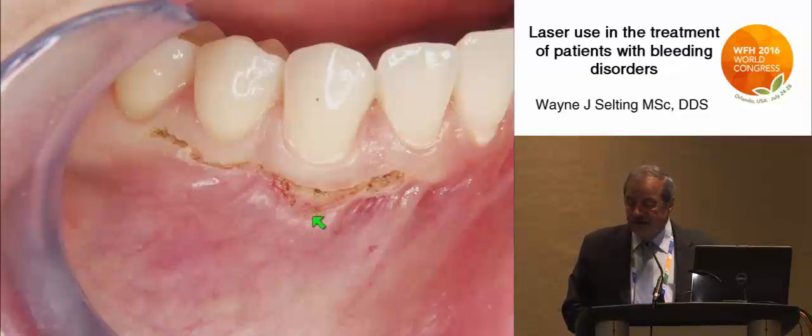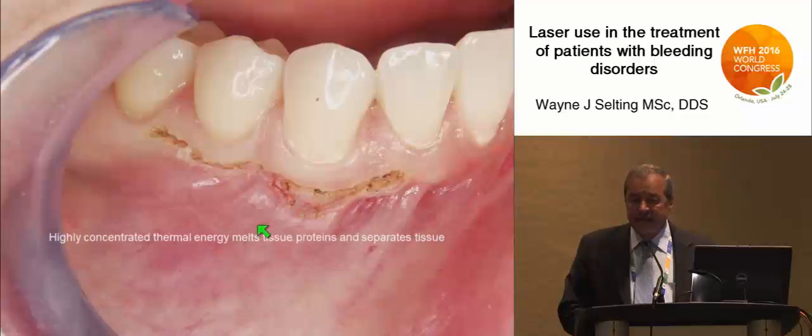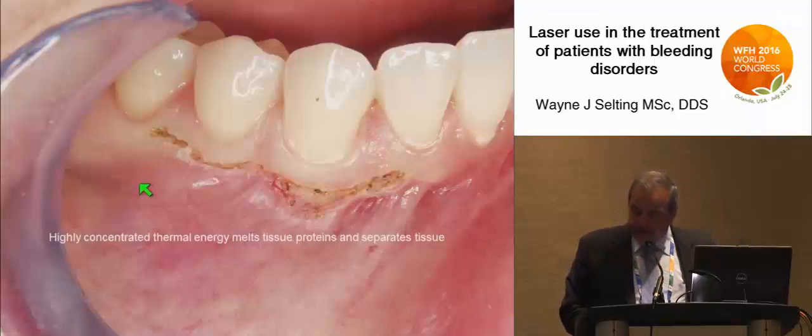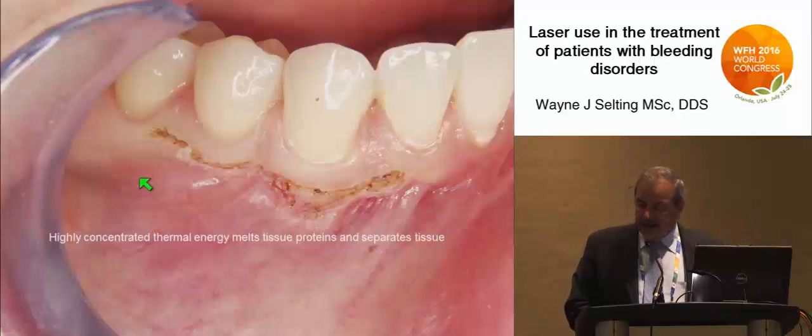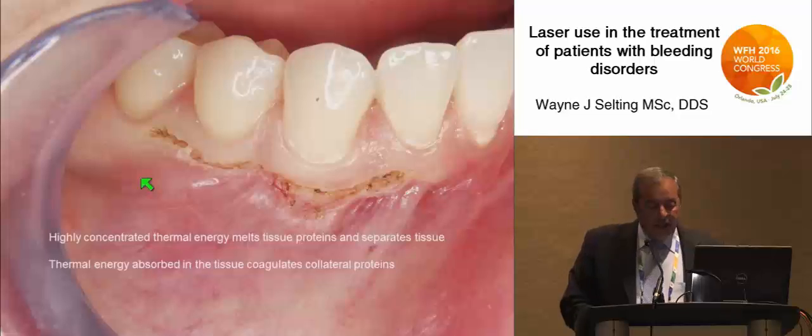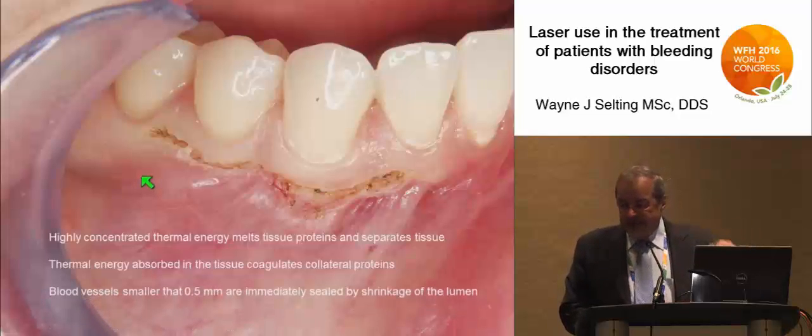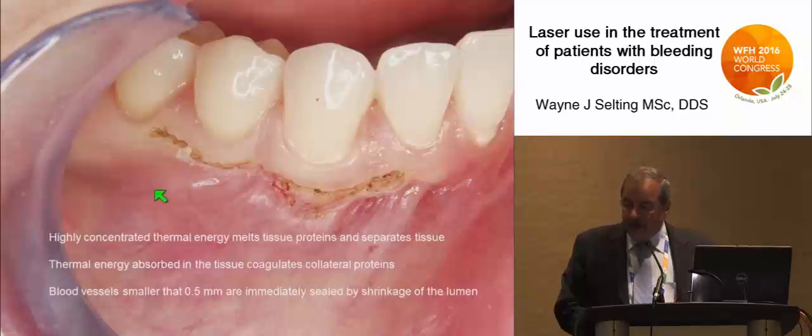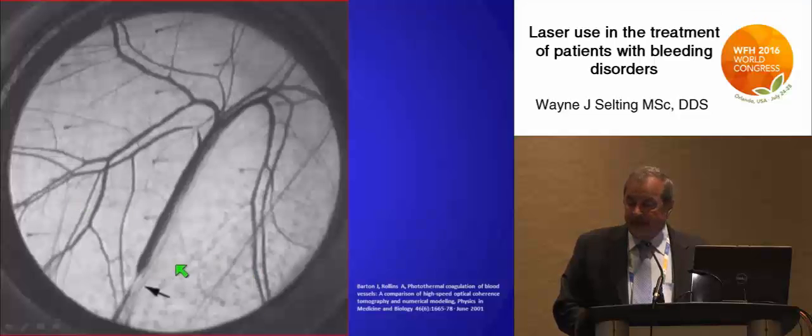But what if you could do this exact same thing like this. I did this with the diode laser. You have that highly concentrated little blob of thermal energy where the pigment is attracting it. This is absorbed, heats up the proteins and separates them. But it also does the most important thing. Blood vessels less than a 0.5 millimeter in diameter are instantly automatically sealed.